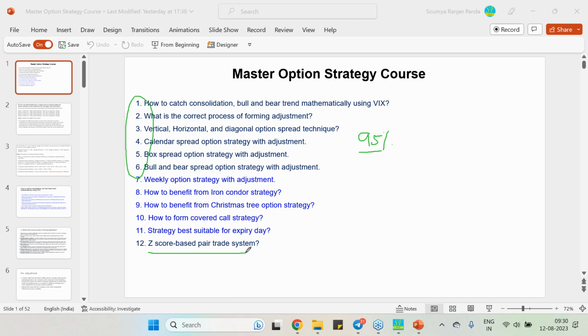Then I have told you the Z-score based pair trade system. The Z-score based pair trade system is an excellent system. Excel I have given you, and you have been tracking it also. Once the Z-score comes to +2 or -2, you are initiating the trade. So these are the things we have discussed so far. Two more sessions will complete these things.